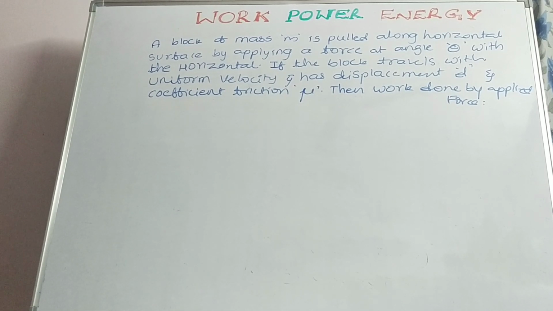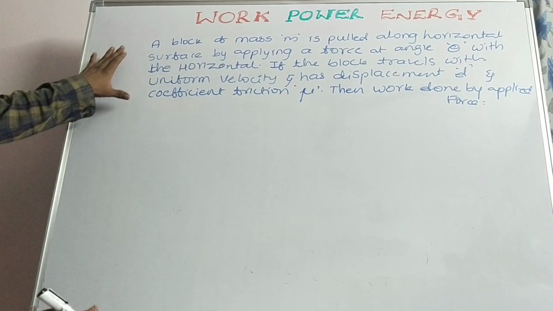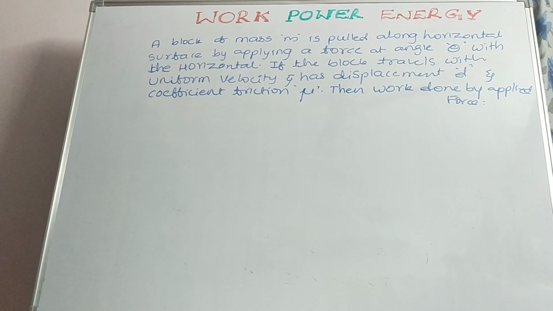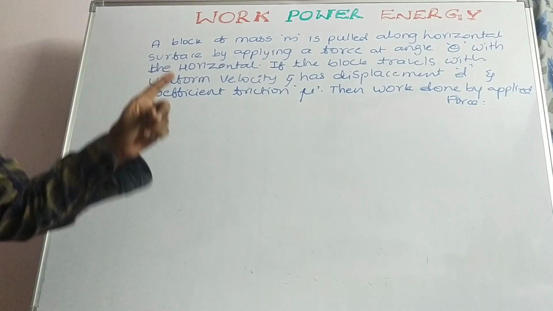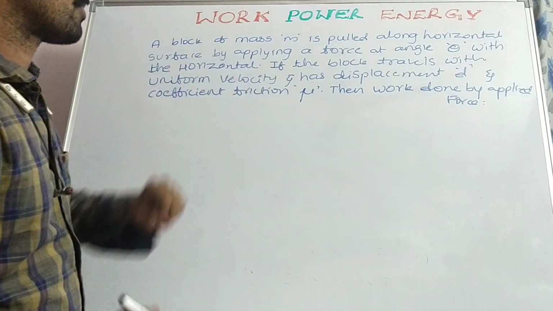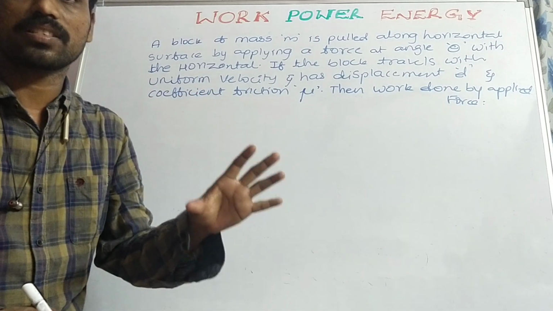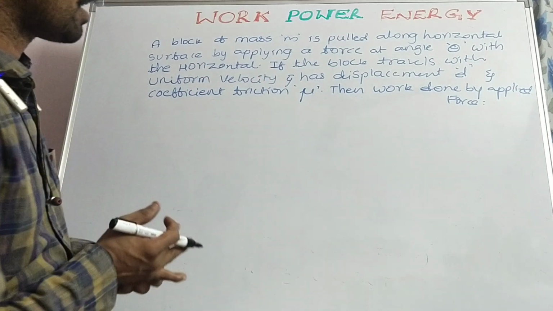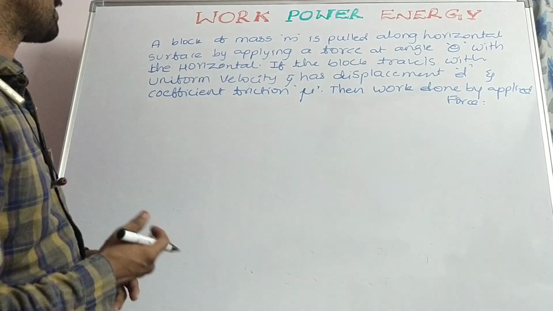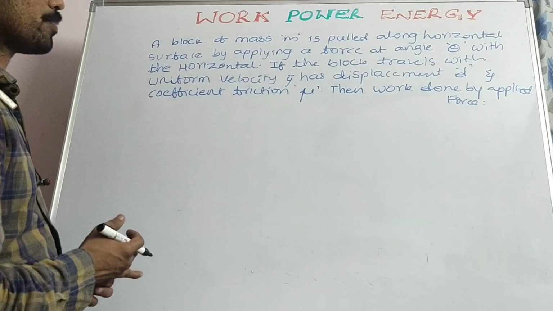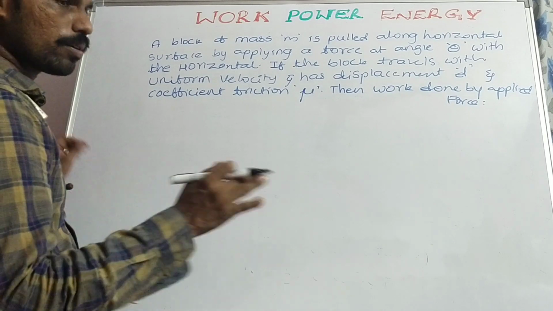A block of mass m is pulled along a horizontal surface by applying a force at an angle theta with the horizontal. That is, an inclined force is acting on it. If the block travels with uniform velocity, which means acceleration is equal to 0, and has displacement d, and the coefficient of friction is mu, then we have to find the work done by the applied force.